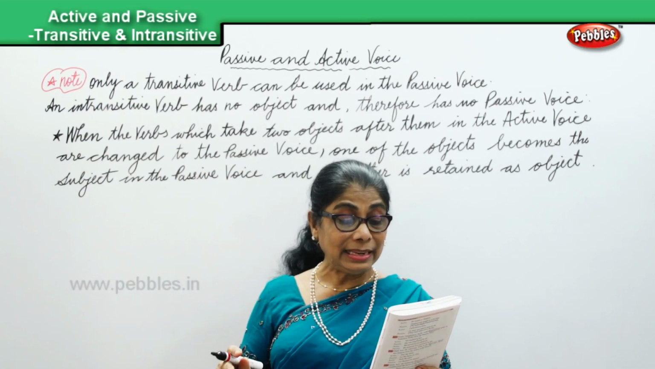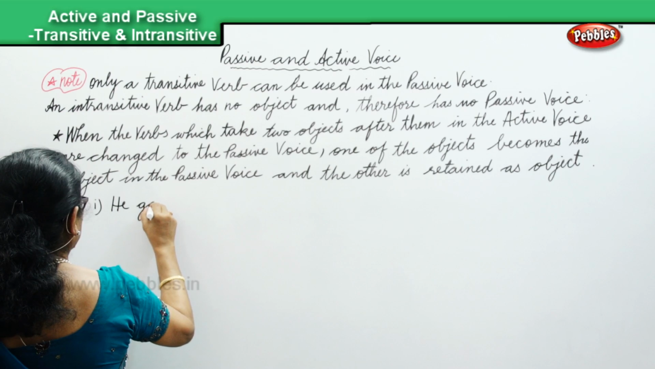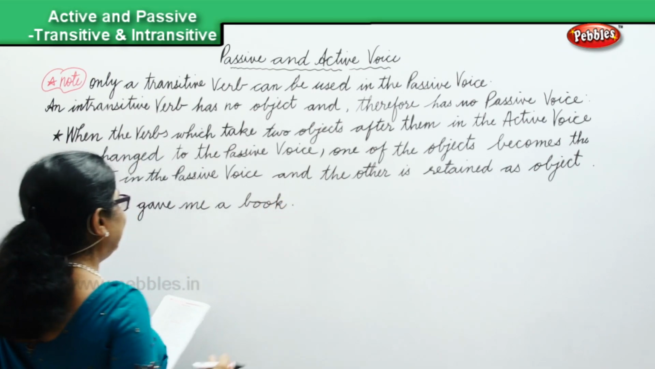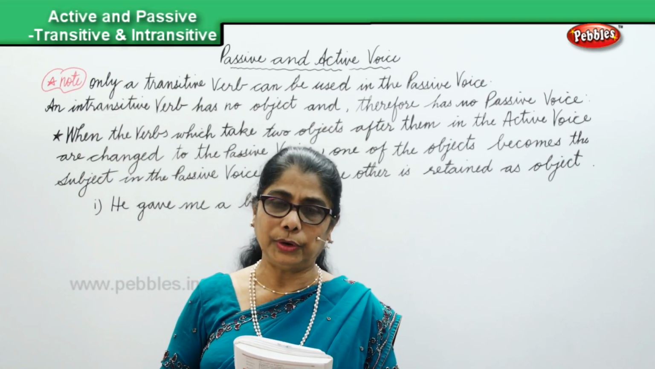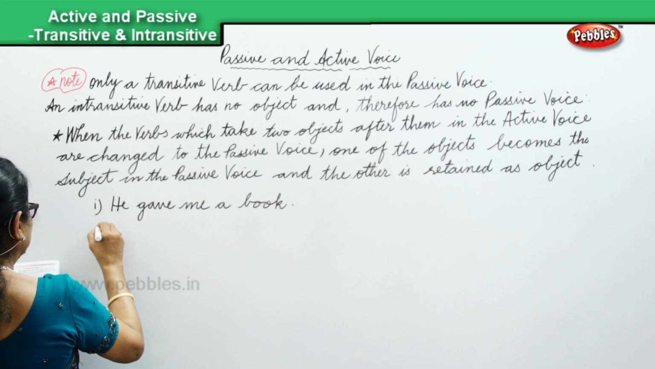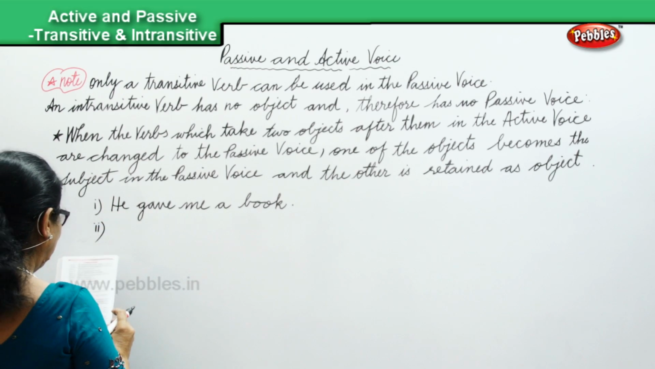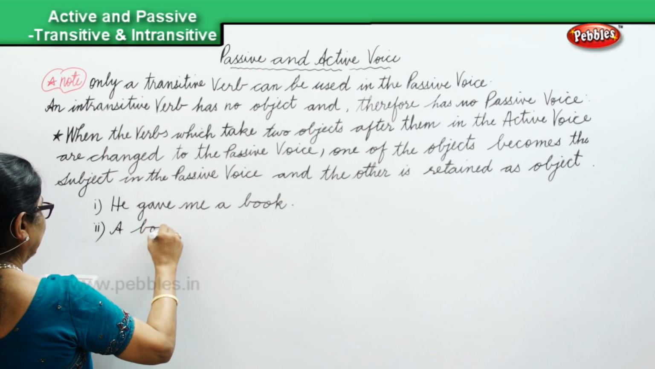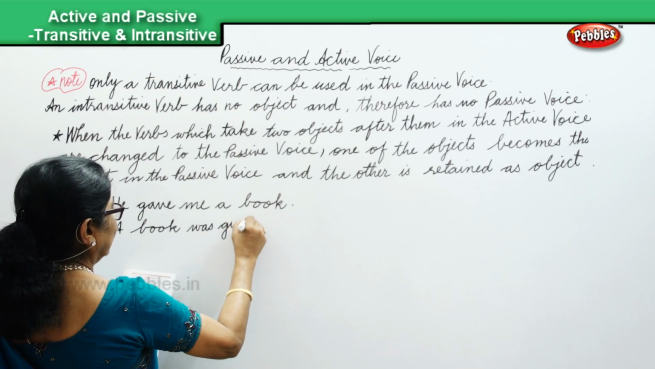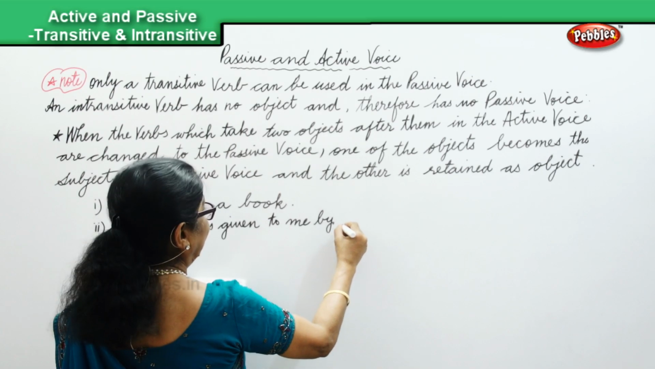Let's look at the sentence I have here. He gave me a book, and that is in the active voice. Now, we're going to change it to passive. Let's look at the two different types of sentences we'll get. A book was given to me by him.